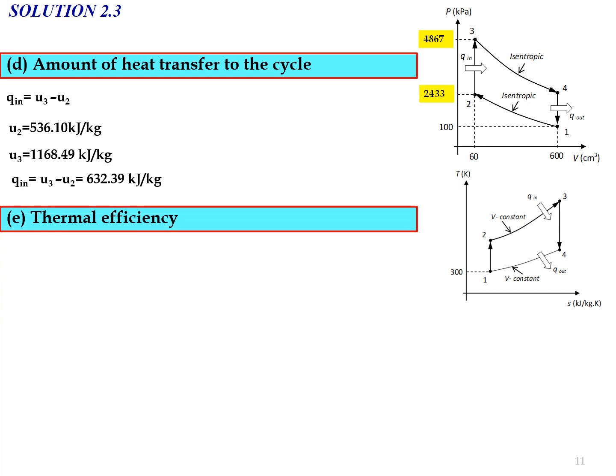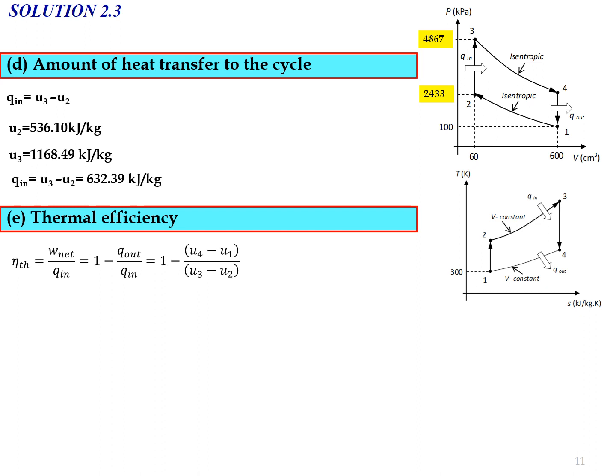Okay, next we need to determine the thermal efficiency. So we can use the formula for thermal efficiency. We have two general formulas, where thermal efficiency equals W net divided by Q in, or thermal efficiency equals 1 minus Q out divided by Q in.